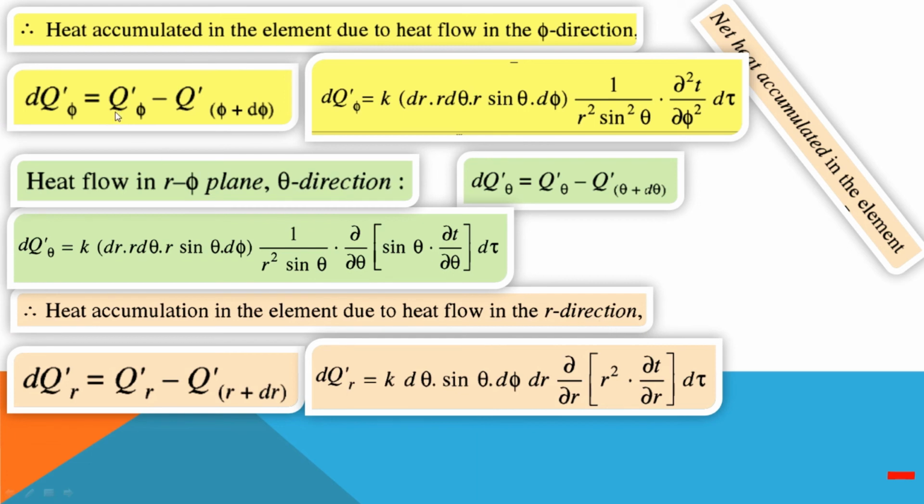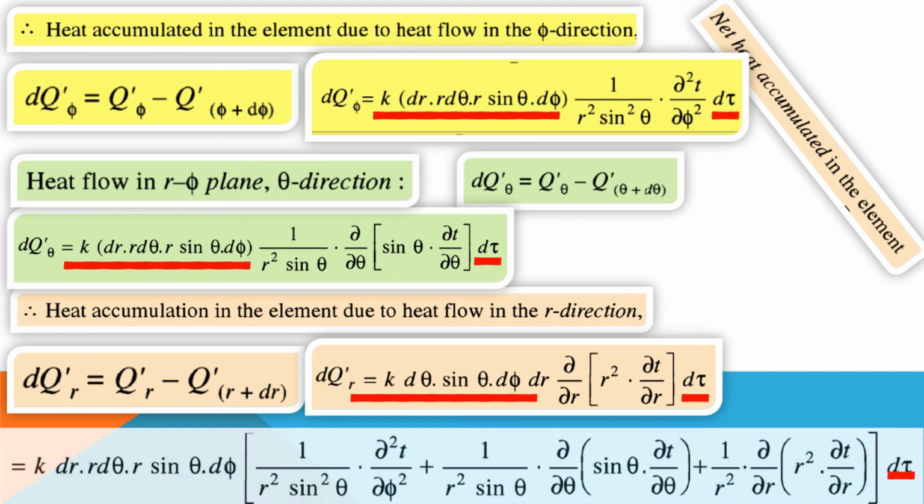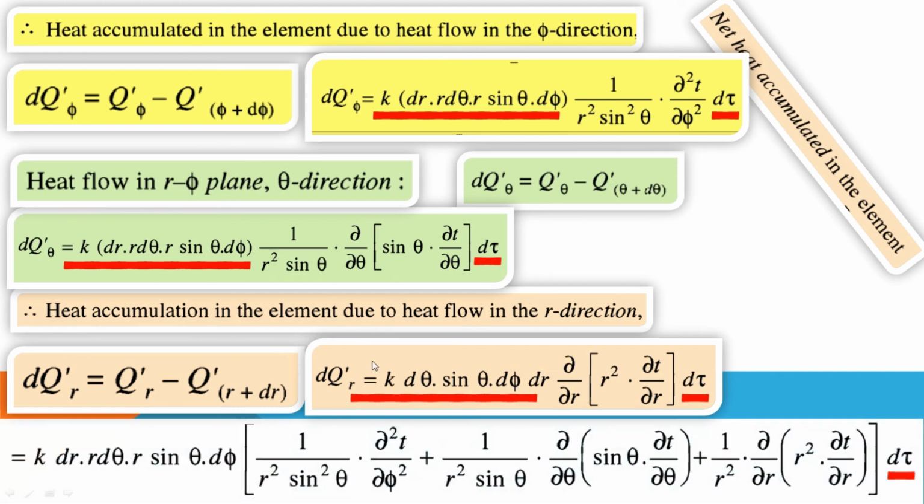So in the previous slide we have already derived this equation. Here you can see that in all the 3 equations the common term is k into dr into r d theta into r sin theta into d phi, and the sum of heat accumulated in all the directions is called total heat accumulated, or we can say net heat accumulated in the element. So we keep this common term out, and the remaining term is this, and d tau is also common. So this is the net heat accumulated in the element.